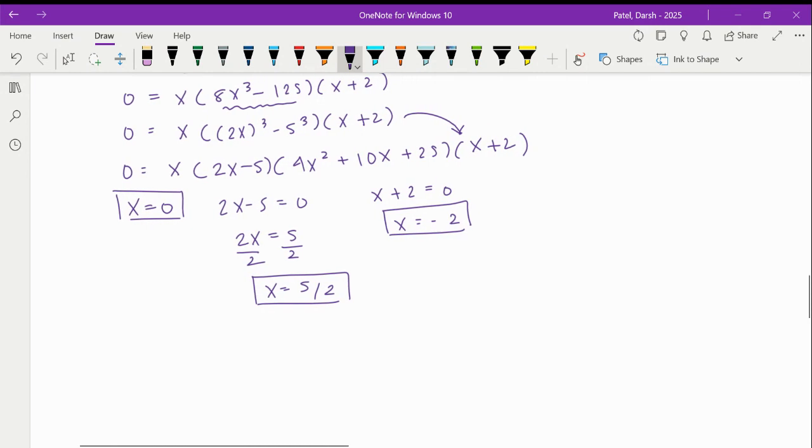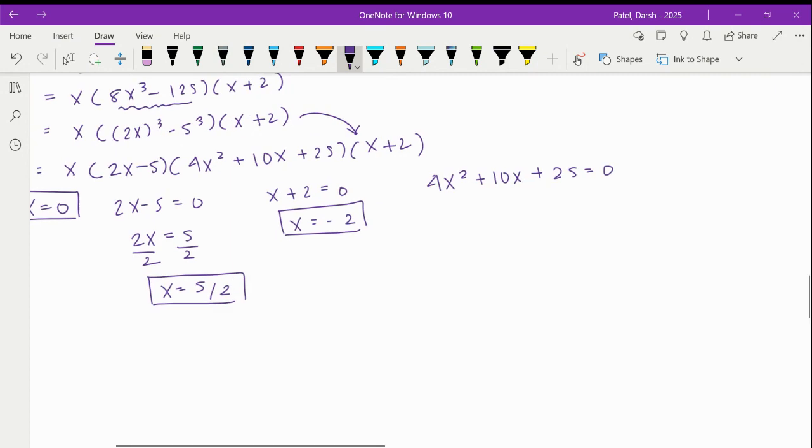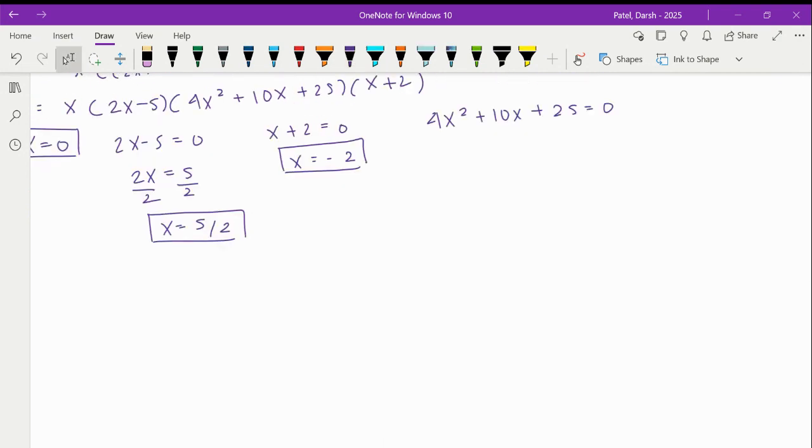Since we need 5 answers, we already have 3, and this quadratic equation will give us another 2 because of the plus or minus. So 4x squared plus 10x plus 25 equals 0. We're just going to try to break this apart. 4 times 25 is 100. Do we have to use the quadratic formula? Yes, we do, since I don't think this can be factored further using the standard factoring method.